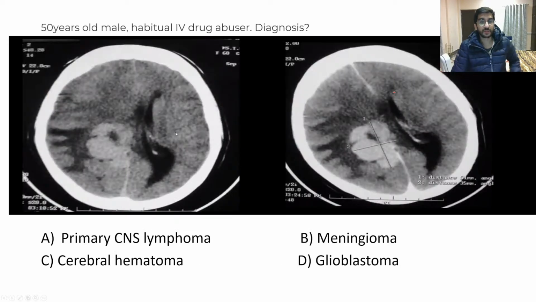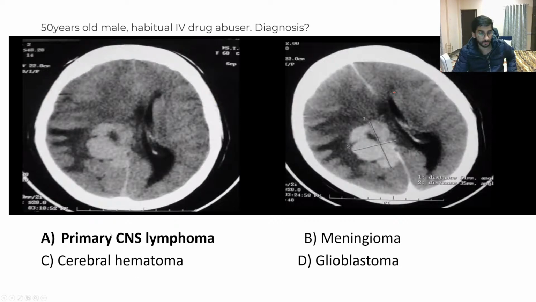So, 50-year-old male, habitual IV drug abuser, diagnosis? If you see here, this is a round, homogeneously enhancing mass, which is actually an intra-axial mass. It is abutting the falx, as you see. Had it been a meningioma, you would have seen a dural tail, because it's a post-contrast CT image. There is no dural tail. Glioblastoma is usually this large and shows enhancement, necrosis, hemorrhage, all those features. But this is homogeneously enhancing with some small area of cavitation or necrosis. It is a homogeneously enhancing tumor, cortical based, hyperdense on non-contrast CT. The patient is a 50-year-old male, habitual IV drug abuser, which was a marker towards HIV. It is definitely an enhancing tumor, not a hematoma, not glioblastoma. The answer to this question was primary CNS lymphoma.